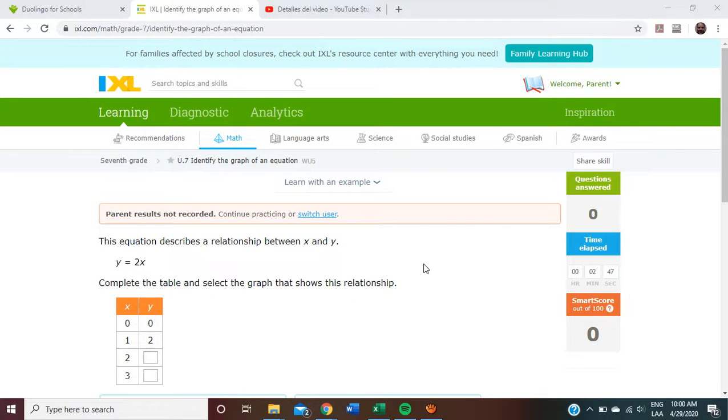Alright, this is me, Mr. Zamora again, and I am here to explain how to solve 7.U.7, identify the graph of an equation.